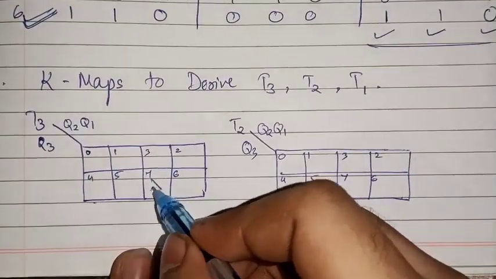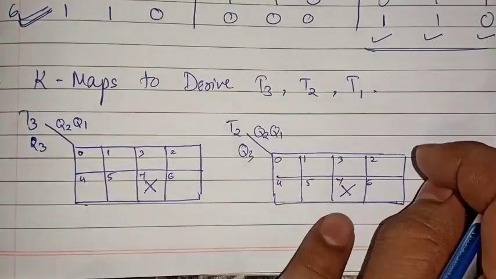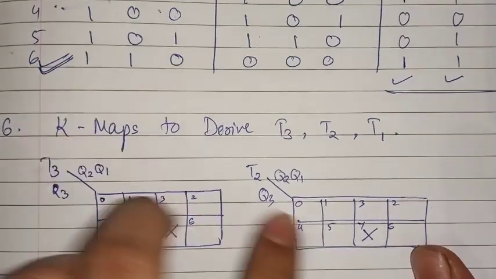So simply just take 7 as a don't care term. Don't care. That will help in our K-map. Okay. So now let's just fill these 2 K-maps for now.